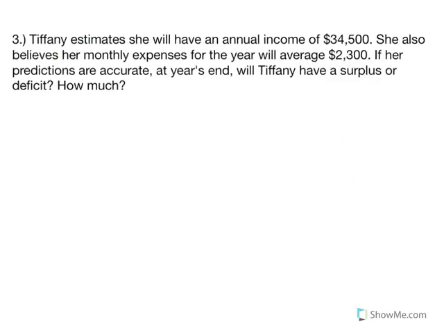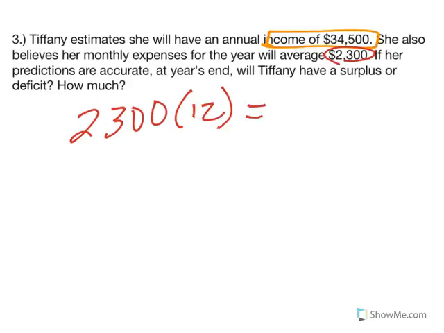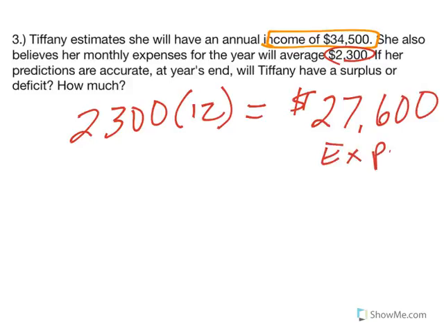All right, so let's look at number 3. Tiffany estimates she will have an annual income of $34,500. She also believes her monthly expenses will average $2,300. If her predictions are accurate, at the year's end, will she have a surplus or deficit? Well, she has this much total for an income. What's her total expenses? So if we take her monthly expenses of $2,300 and multiply by 12, that will give us yearly expenses of $27,600.